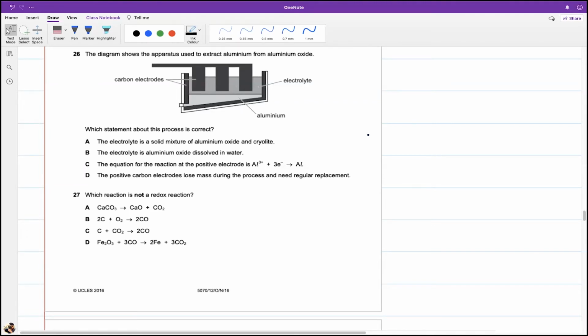The positive carbon electrode loses mass during the process. Yes, because anions oxide वहाँ पे आता है. Because the temperature is quite high, it forms carbon dioxide with it.